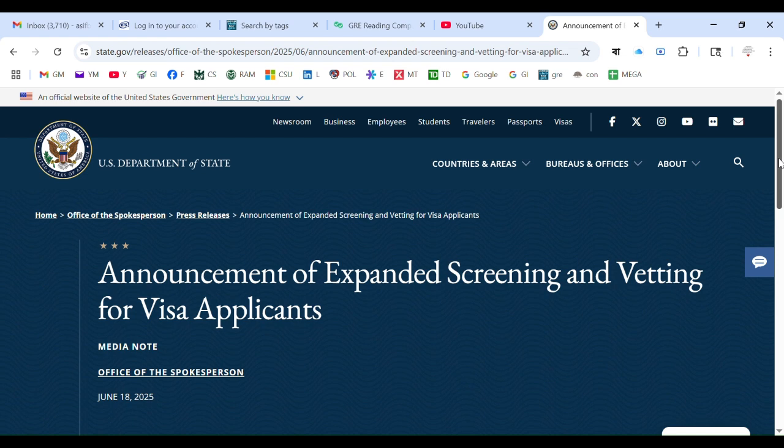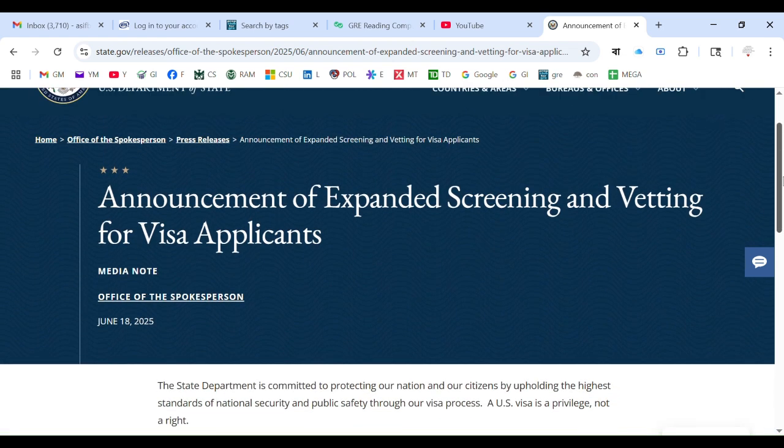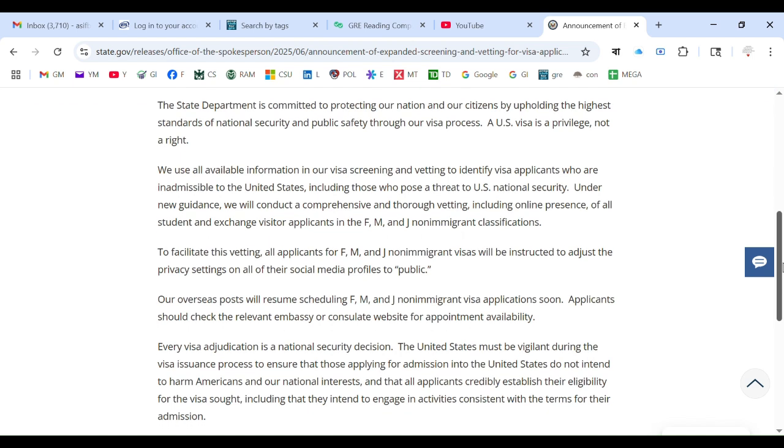It is the circular from the federal government. Okay, so it is the circular and it will be the topmost priority for you guys who will be applying for three visas, F, M and J. Okay, so let's start reading through the whole thing.